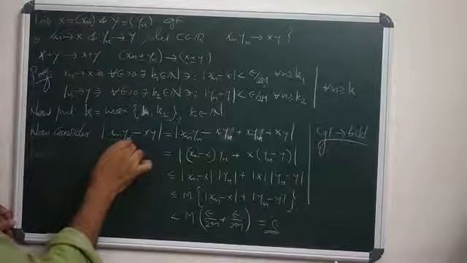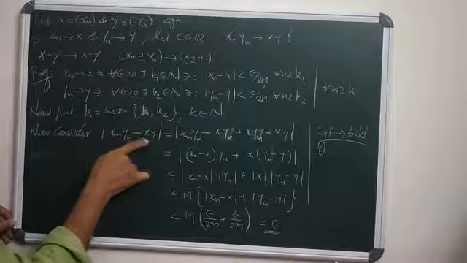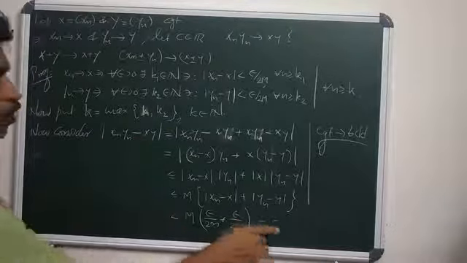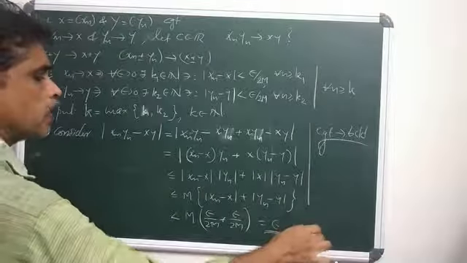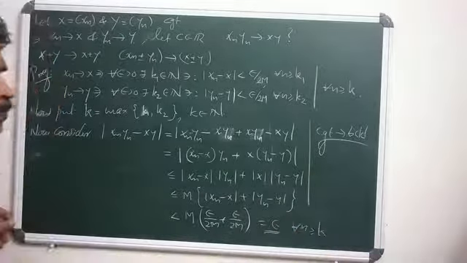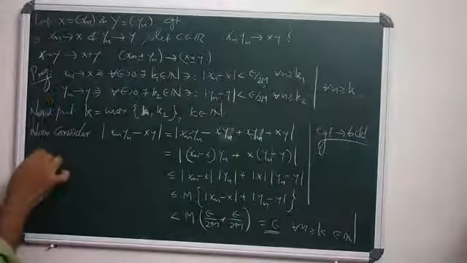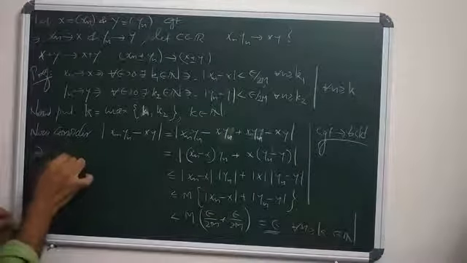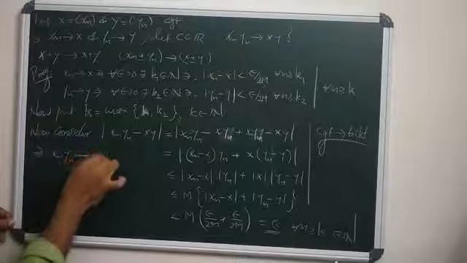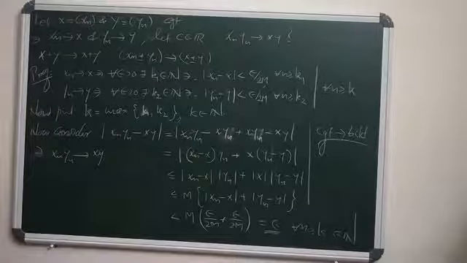So finally modulus of xn yn minus xy is strictly less than epsilon for all n greater than or equal to k, where k is a natural number. That means from here we can conclude that the sequence xn yn converges to xy. Okay.